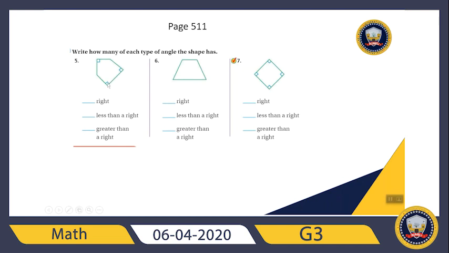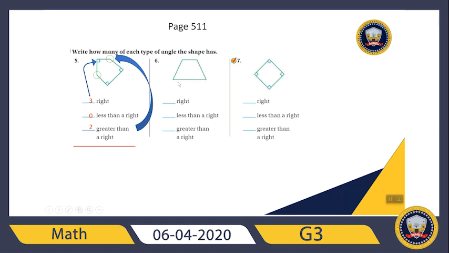a right angle. So we can see 1, 2, 3 right angles. That's right. And can we see less than a right? No, there is no less than a right. What about greater than a right? Oh my god, I can see one here, one here and one here, which show greater than a right. So 2 angles are here showing greater than a right.